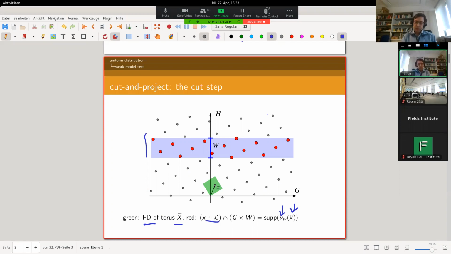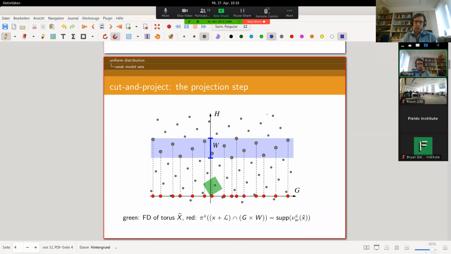And the second step is then the projection step. The projection step means projecting everything down to G. This then leads to a measure which lives on G, which is just the projection of the original measure to the G space. As you see here, this projection step seems to be a bit more complicated than the cut step, because the lattice and the window might drastically interfere in a nasty way with the projection.